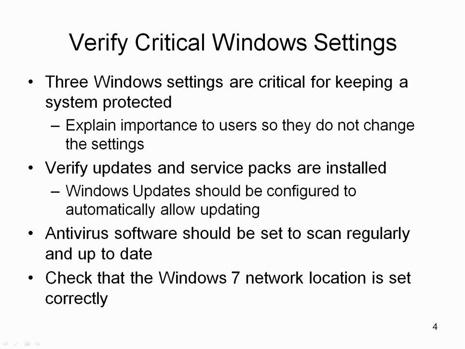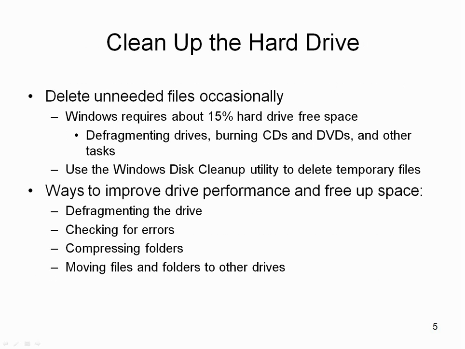Check the antivirus software. To protect against malicious attack, you also need to verify that antivirus software is configured to scan the system regularly and that it is up to date. If you discover it is not scanning regularly, take the time to do a thorough scan for viruses. And lastly, network location setting. To secure the computer against attack from the network, check that the Windows 7 network location is set correctly.